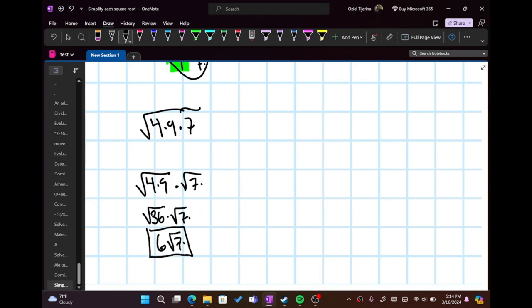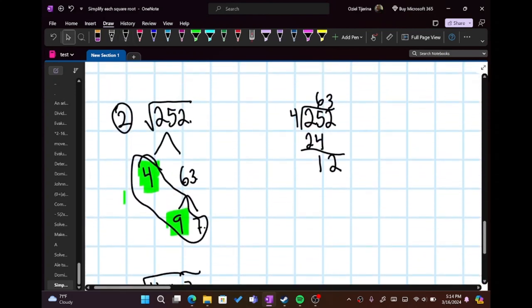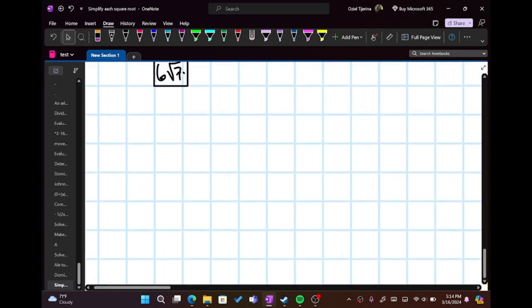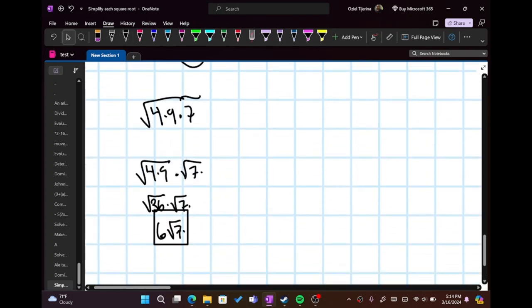Again, guys, there's many ways to do this. It doesn't matter, as long as you try not to break it up too much, because that's just the lengthier way to do it. Try to see if they're divisible by numbers you know the square root of. Okay, so let's move on to number three.